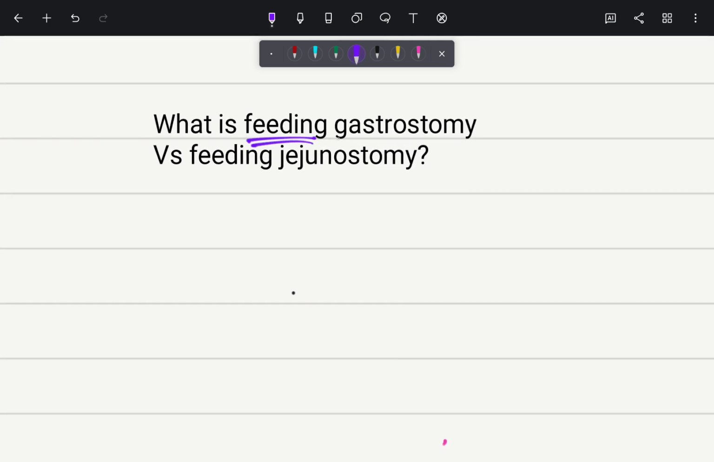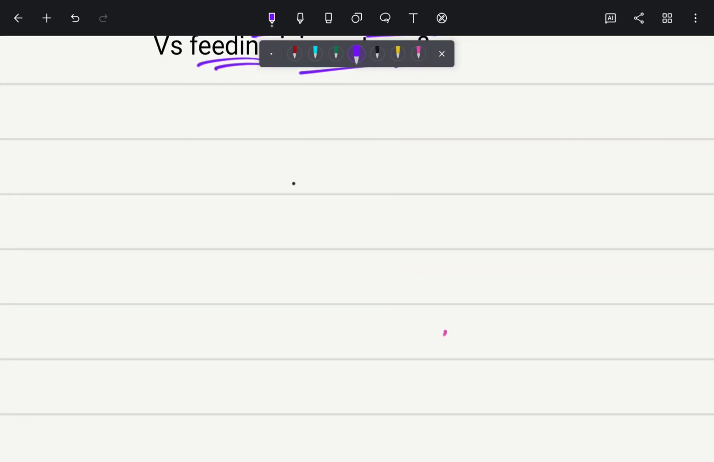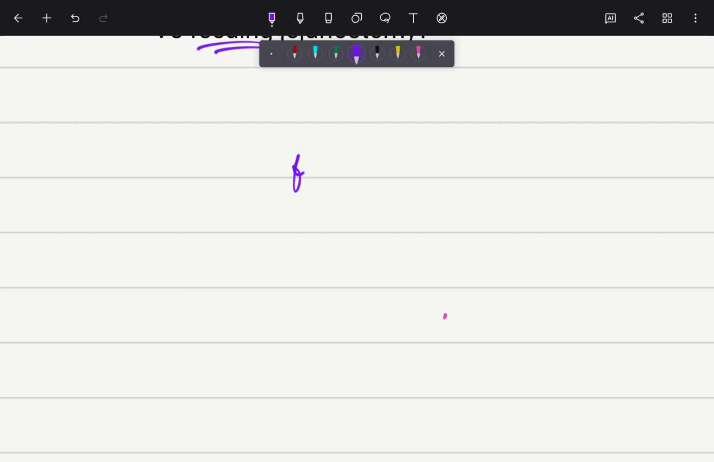So today we are going to talk about surgery basics, and in this basics I will mainly talk about what is the difference between feeding gastrostomy and feeding jejunostomy. So first we will talk about what is meant by feeding gastrostomy.